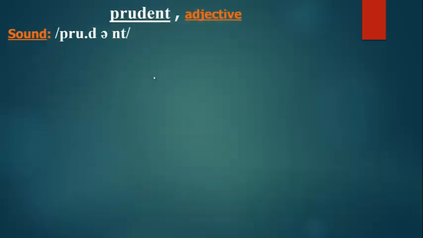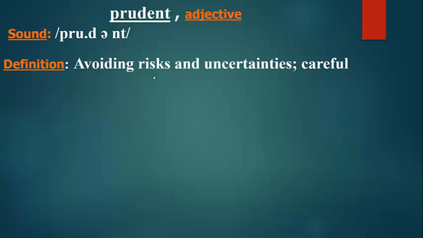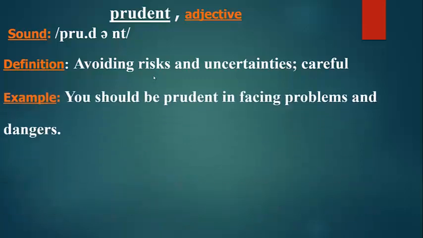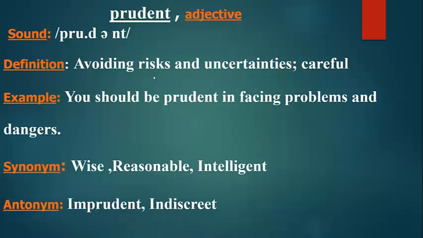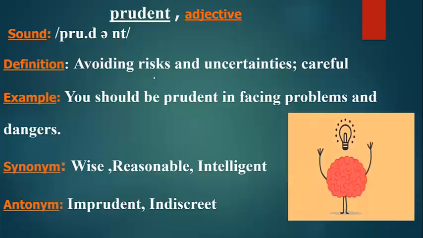Prudent. It's an adjective. Sounds like prudent. It means avoiding risks and uncertainties. Careful. Somebody who is careful and prudent avoids danger and mistakes. You should be prudent in facing problems and dangers. Wise, reasonable, intelligent are synonyms for the word. Antonym: imprudent or indiscreet. So prudent means somebody who is smart and wise enough to deal with different things and avoid the bad and hard problems. So you need to make your mind prudent, intelligent, and wise enough, reasonable.